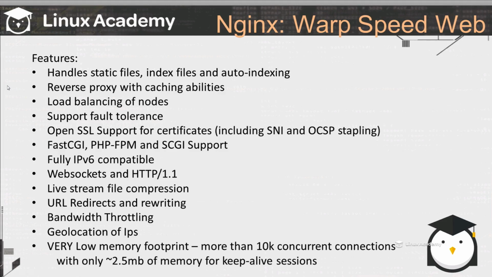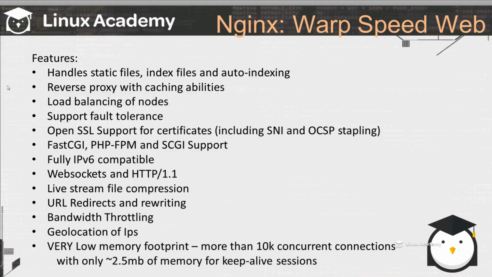Live stream file compression, and it isn't just from a gzip perspective for files or images. It also does a very good job of live stream compressing video content. URL redirects and rewriting. It handles bandwidth throttling, which is again something that you can do through Apache through third-party modules, but with Nginx we'll talk about how we can do bandwidth throttling in our local configuration. One of the more impressive modules that is built into Nginx is geolocation of IPs. So you can manage and view IPs based on where they are. So it lends itself particularly to CDNs that are serving static content.